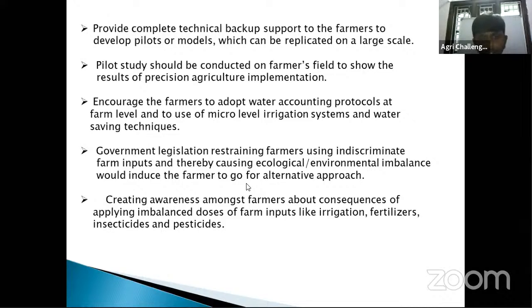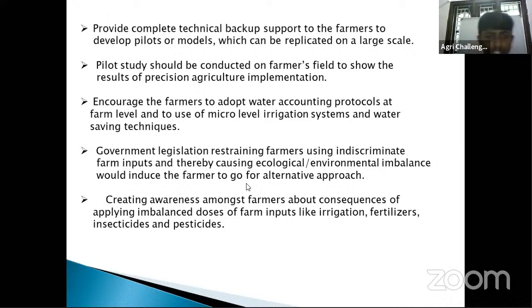If there is a law, if you are using more than 100 kgs of nitrogen per hectare, otherwise you are put into jail. If you are using more than that, then the farmer thinks about some alternative. He may go for integrated nutrient management. He may go for green manuring. He may use variable rate technology. He may go for grid sampling.